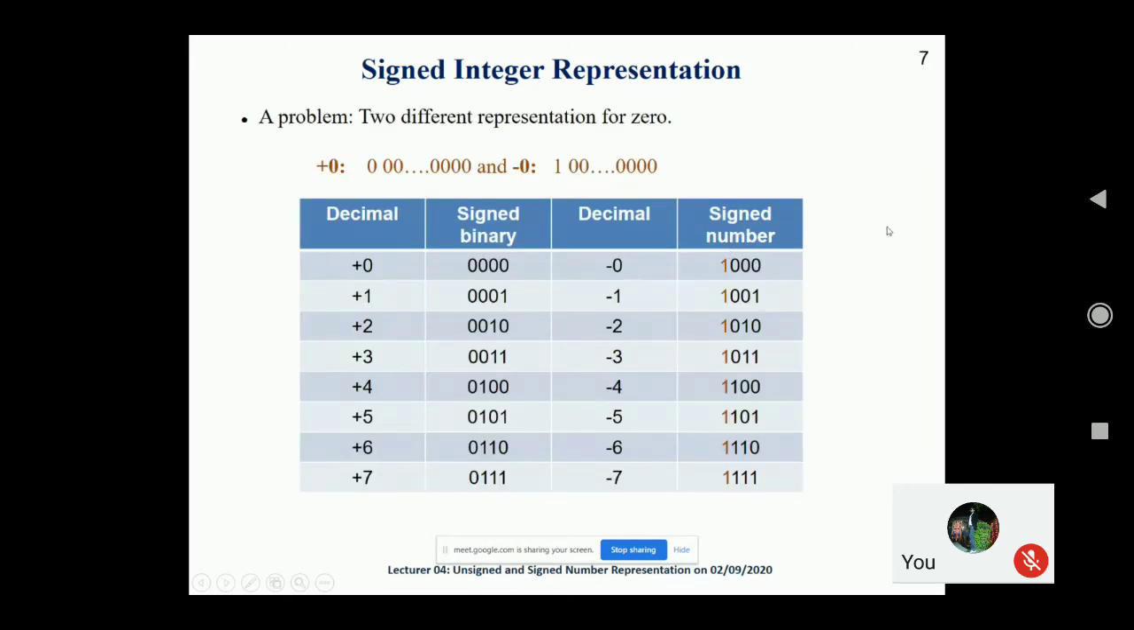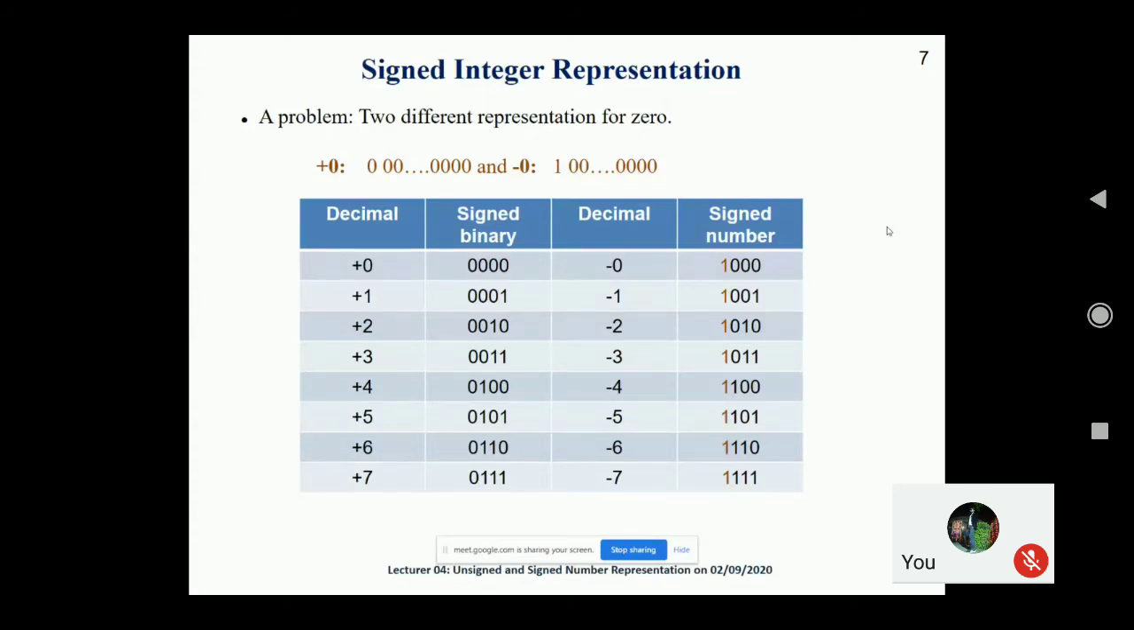Any doubt? Yes, sir, someone is asking. Yes, tell me. If binary numbers are given, how do you identify if they're signed or unsigned? Like if 1100 is given, should we think it's just no.